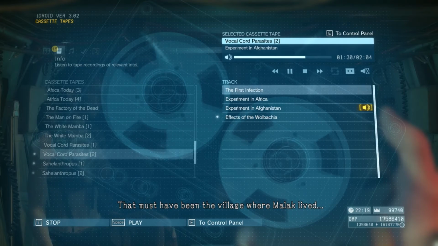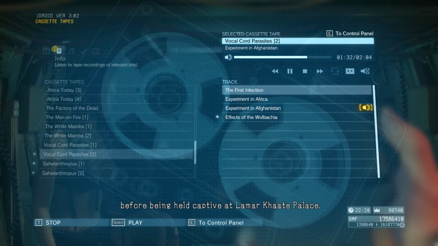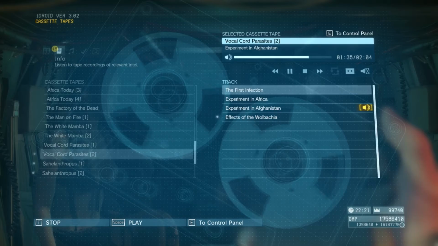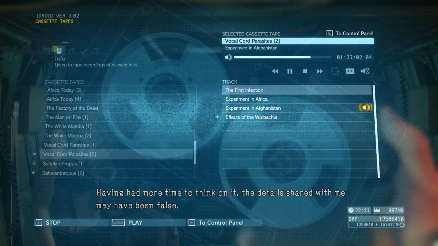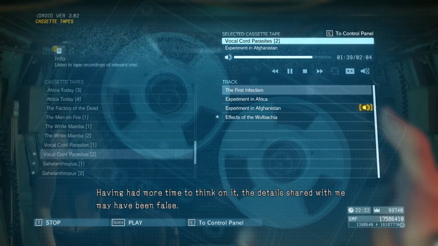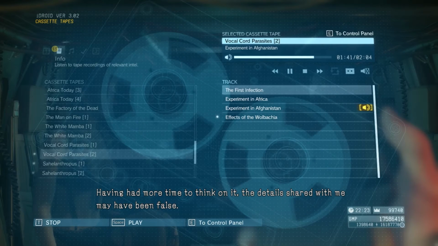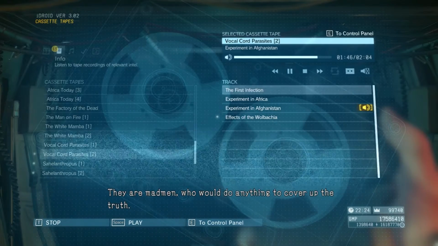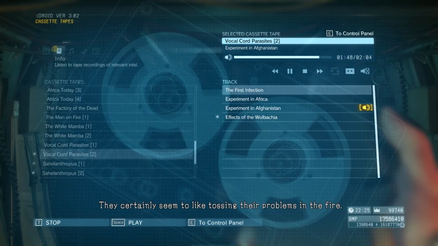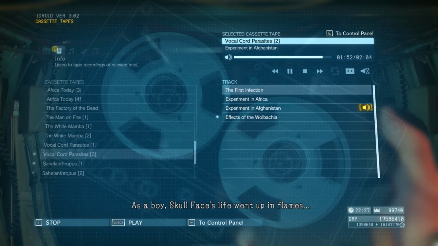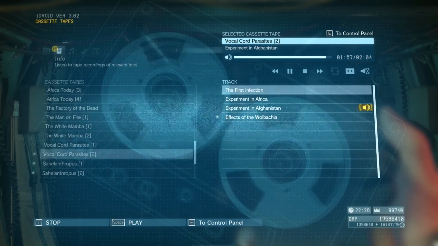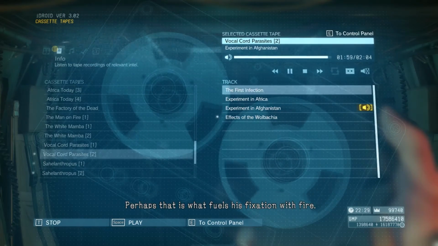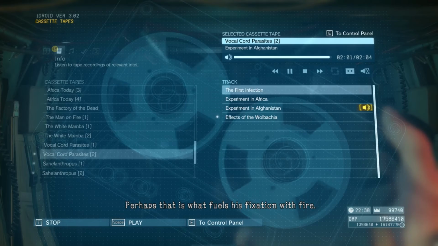That must have been the village where Malak lived, before being held captive at La Marjate Palace. Having had more time to think on it, the details shared with me may have been false. They are madmen who would do anything to cover up the truth. They certainly seem to like tossing their problems in the fire. As a boy, Skullface's life went up in flames. Perhaps that is what fuels his fixation with fire.